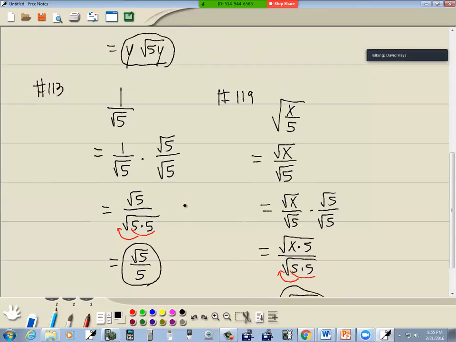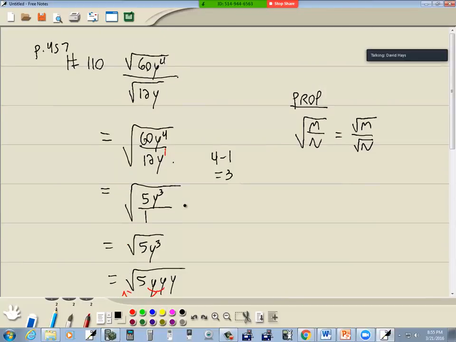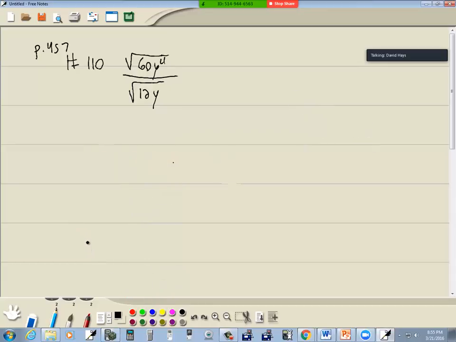Now let me clear off that page. Actually, I got a couple more of this type I want to show. Page 124, or number 124, same page.